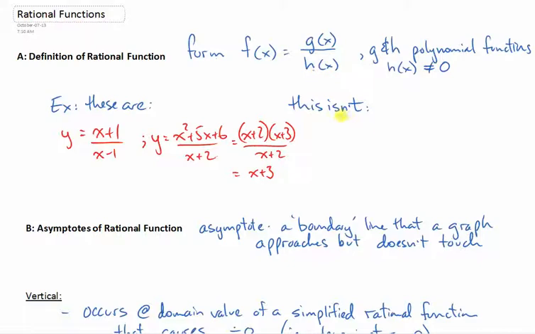Now there are lots of examples of things that aren't rational functions. All I need to do is write something that's not a polynomial function. So if I said something like y equals square root of x plus 1 over x minus 1, the numerator is not a polynomial, so this quotient doesn't form a rational function.